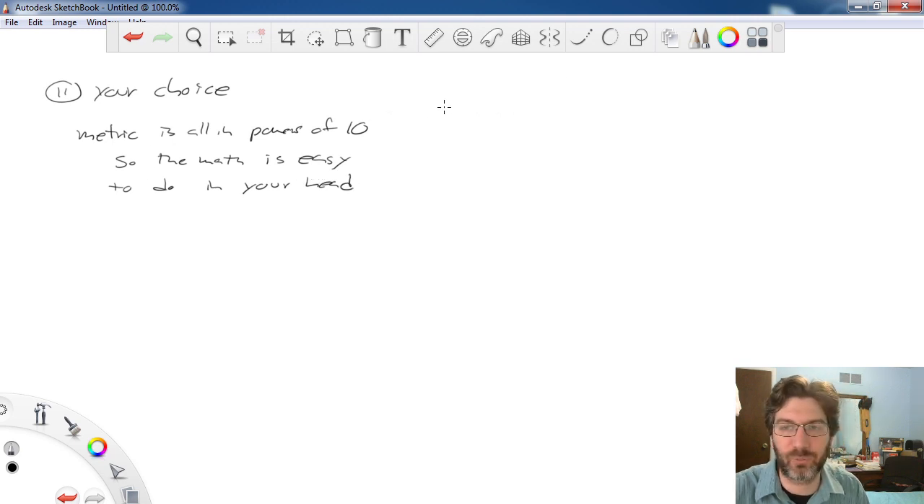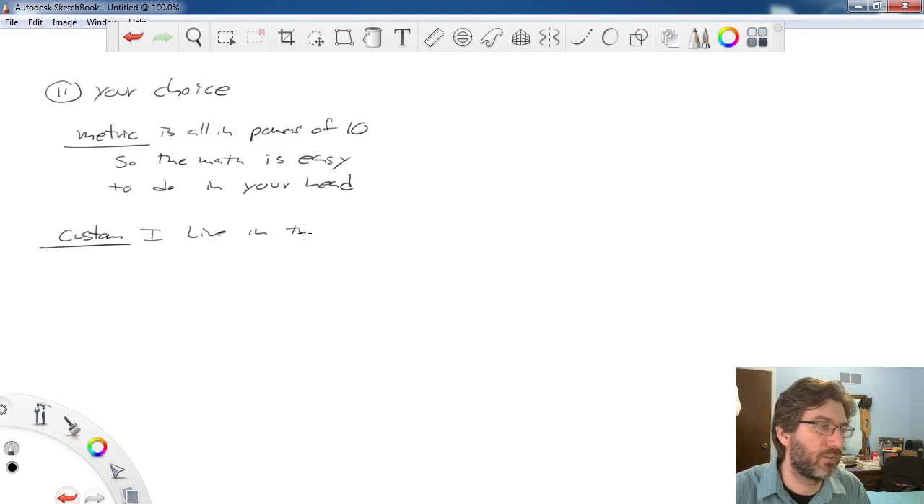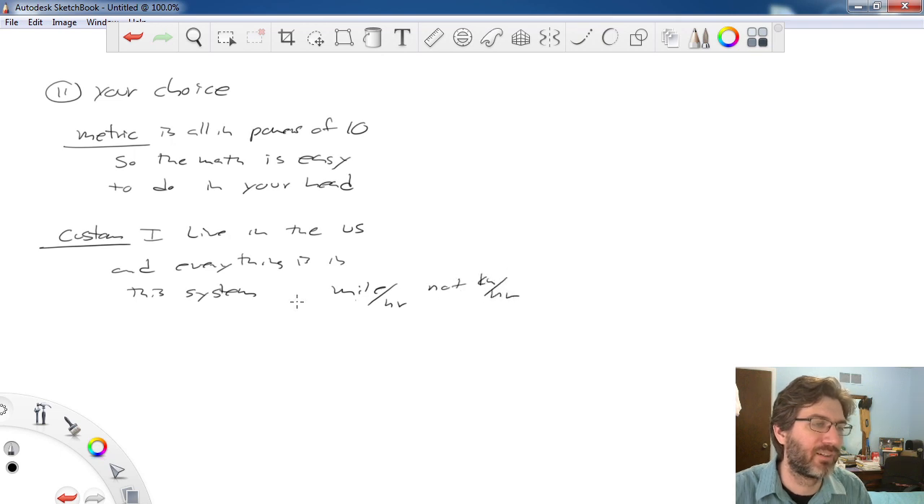When you were looking at the ones we were doing, you were just moving decimal points or adding zeros to things. So I mean, that's the case for the metric system. Maybe you like the customary system better, which is what you're probably used to. Because you know what? I live in the US and everything is in this system. Right? Your car measures miles per hour, not kilometers per hour. I mean, that's what you use.